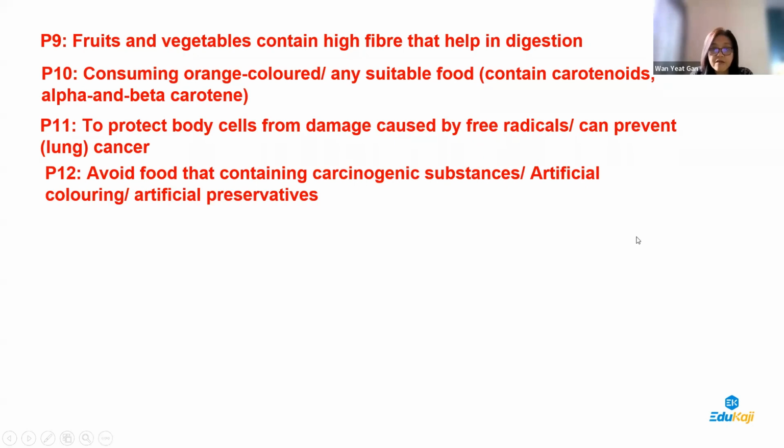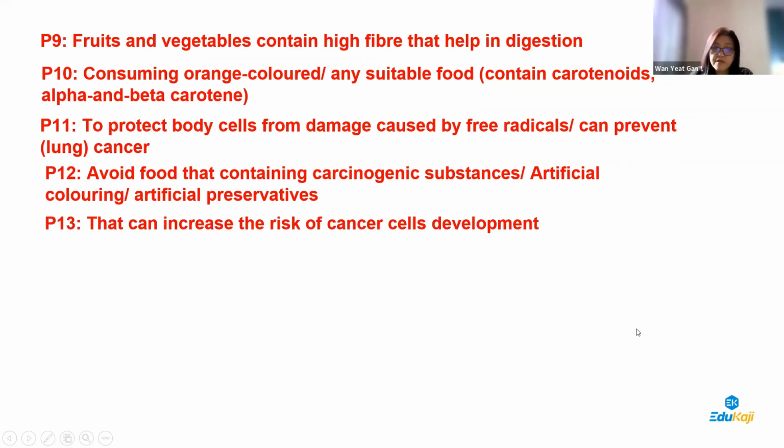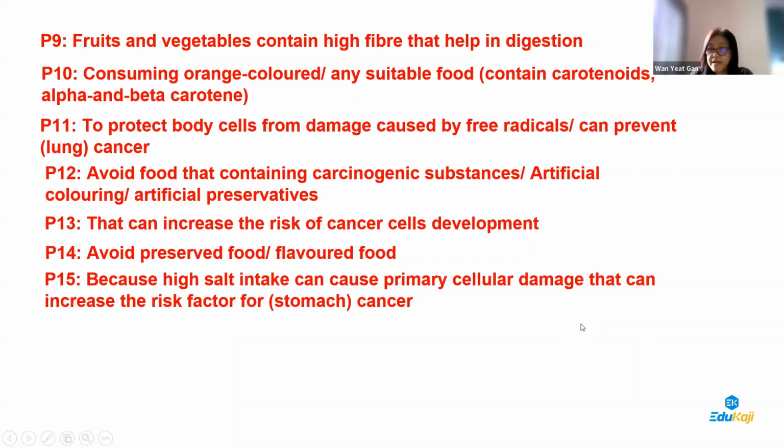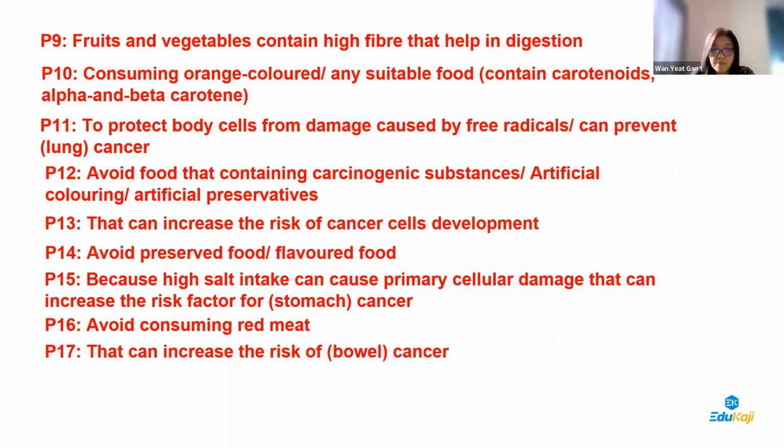He should avoid taking carcinogenic food that contains carcinogenic substances such as artificial coloring and artificial preservatives, because this might increase the risk of him developing new cancer cells. He should avoid preserved food or flavored food because high salt intake can actually cause primary cellular damage that can increase the risk factor of stomach cancer. He should avoid consuming red meat because red meat can increase the risk of bowel cancer. He should avoid taking alcohol because it can cause liver malfunction.